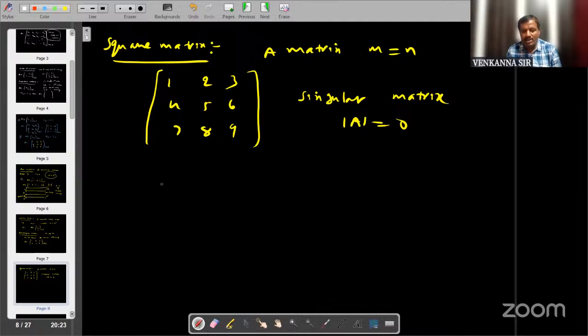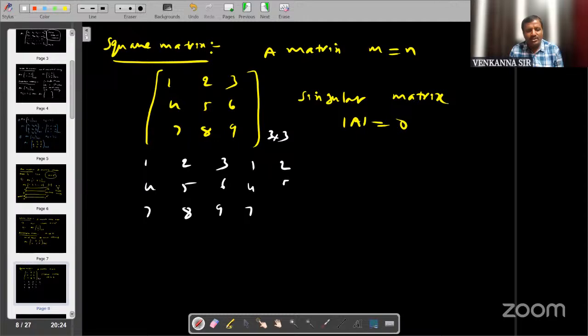Determinant is 0. Here, one shortcut I am going to explain: how to calculate the determinant. Please concentrate. One shortcut for a 3 by 3 determinant. Write the matrix 1, 2, 3, 4, 5, 6, 7, 8, 9 as it is. Then these two columns repeat: 1, 4, 7 and 2, 5, 8. These two columns repeat here. Then what is the determinant of this one?